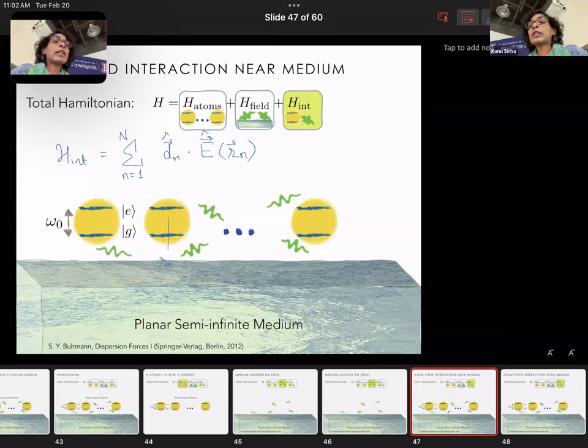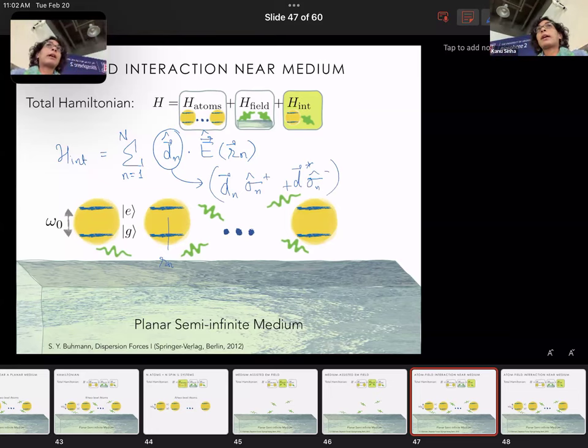And as we write this interaction, there are a couple of things. So one is that this dipole operator, as we know, is the dipole vector, the classical dipole vector, times effectively a sigma x for the nth atom, okay? On the other hand, the electric field is now to be written in the presence of a medium. So I'm going to write this as a sum over modes and a sum over positions, d3R.